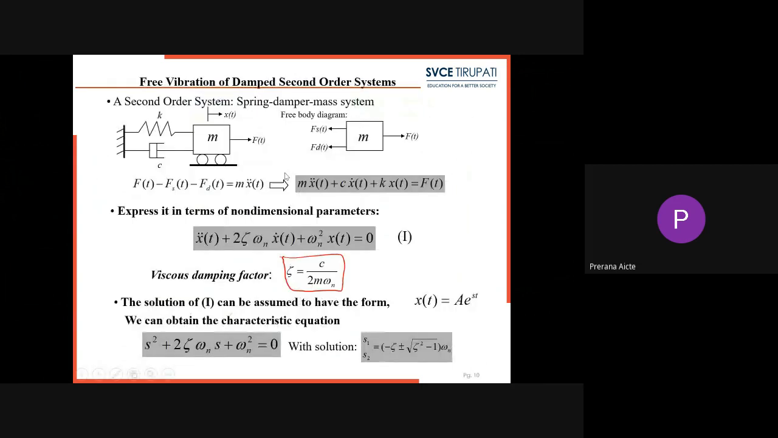And for free vibrations of a damped second order system, we have used the non-dimensional parameters, and then we derived the damping factor is equal to C by 2 m omega n. C is the damping coefficient, and 2 is multiplied with the mass of the system and the angular velocity of the system.